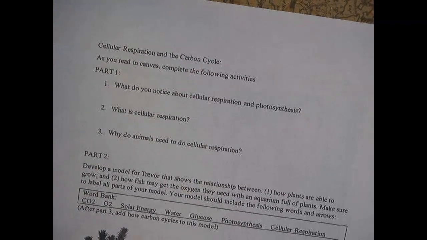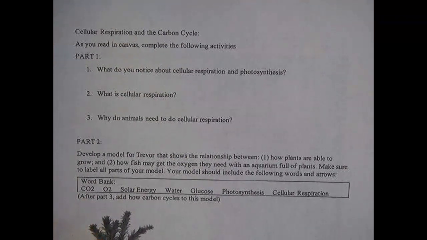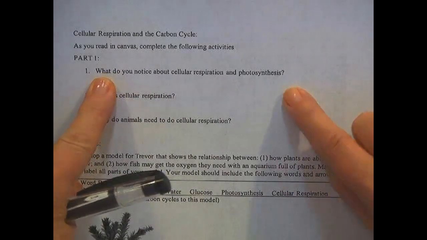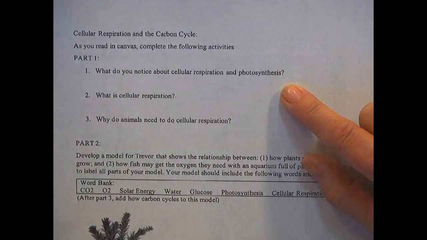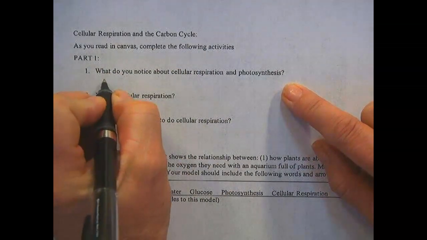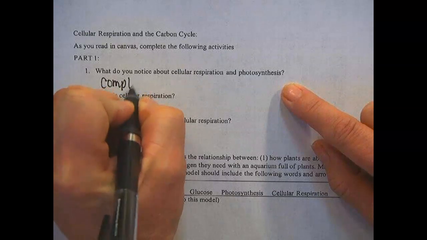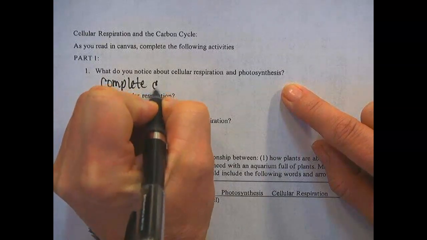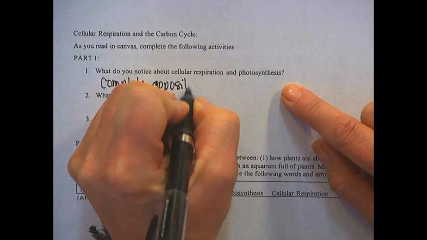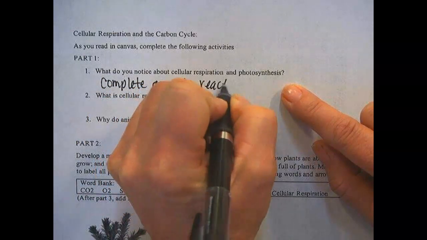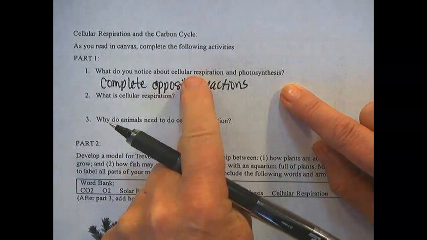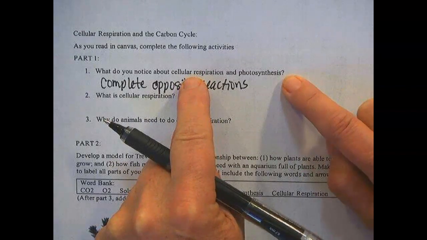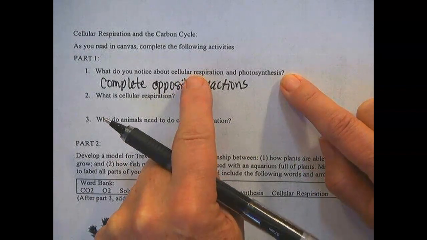Okay, I'm going to use the reading in Canvas to fill these in, and we kind of just went through this together as a class. But one thing we noticed, and it talks about, is that cellular respiration and photosynthesis are complete opposite reactions, which is super interesting. So complete opposite reactions. So what cellular respiration needs, photosynthesis produces. What photosynthesis needs, cellular respiration produces.